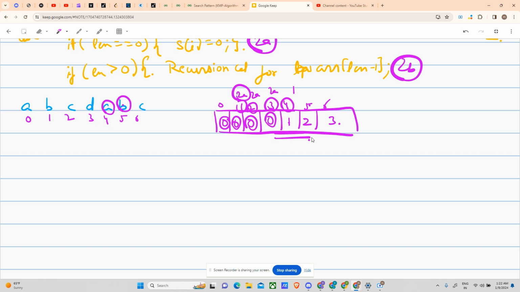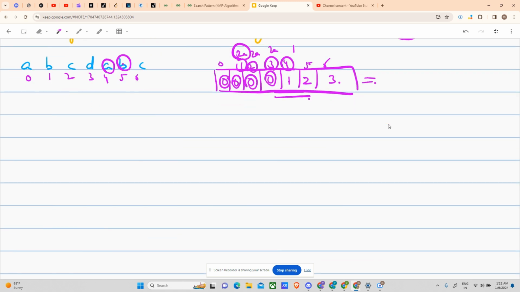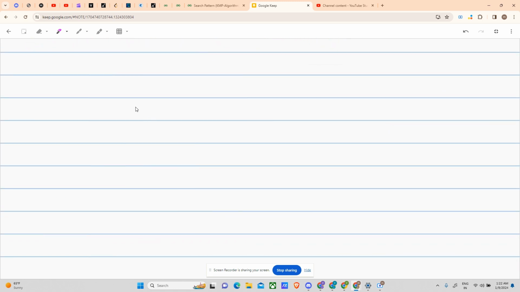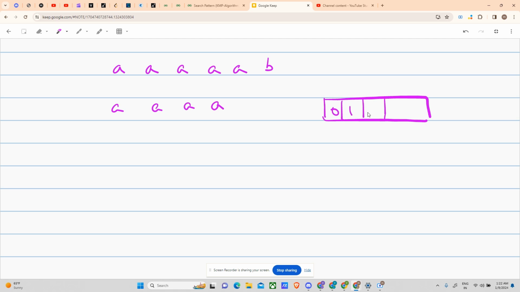Now I have to use this array to reduce my computation time of solving the already matched characters with the string again and again. So our example is A, A, A, A, A, B. My pattern is A, A, A, A. For this, my pre-processed array will be of length 4. For the first 0 as usual, then 1, then 2, then 3. It's pretty simple for this.